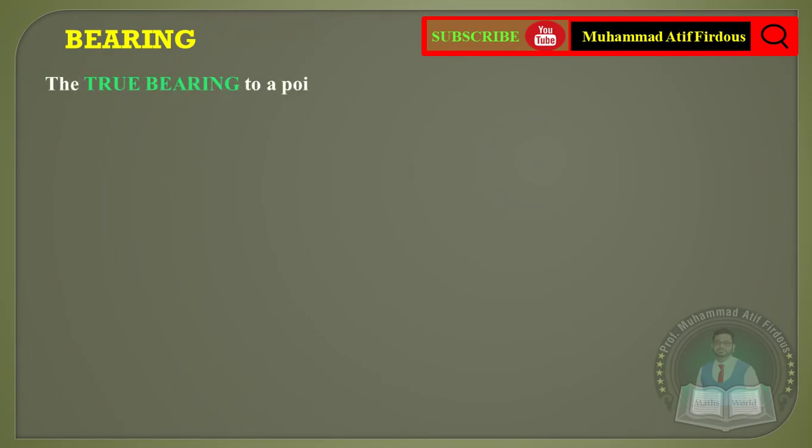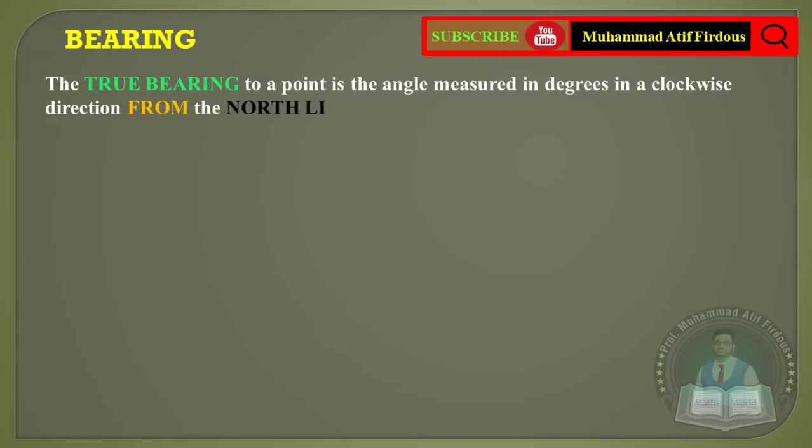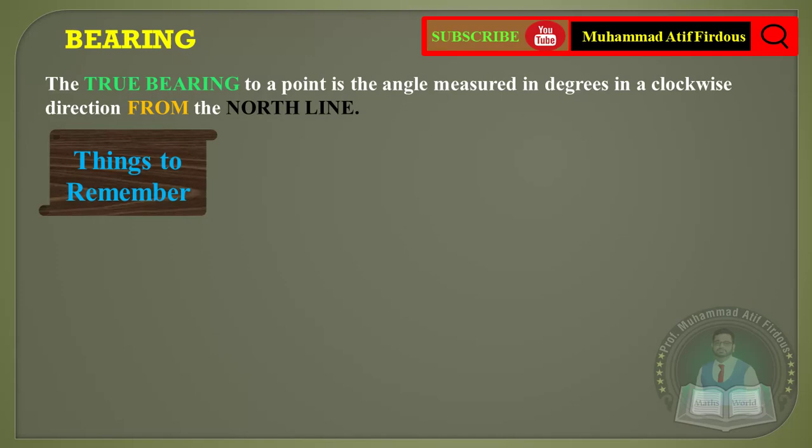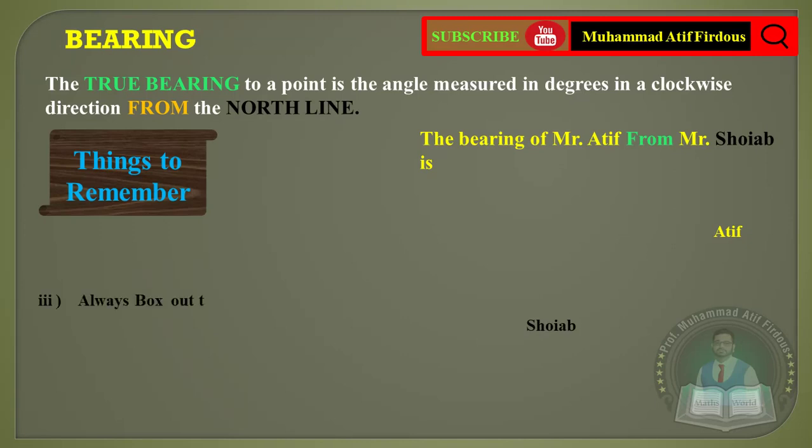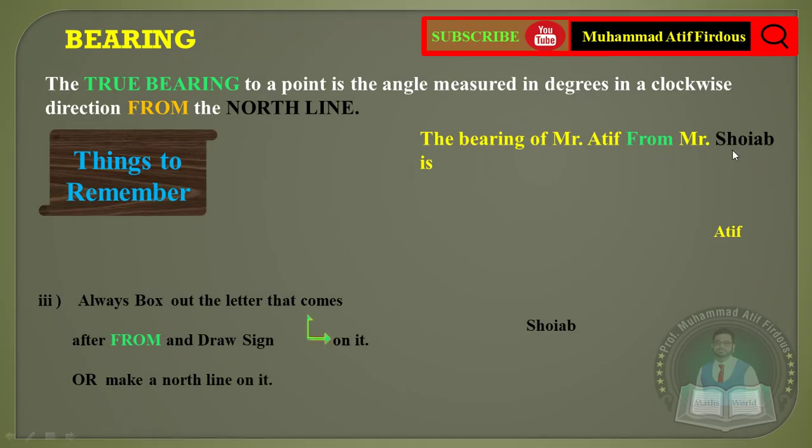Now we already know that the true bearing is a point of the angle measured in degrees in a clockwise direction from the north line. I will explain you with two or three different examples. And we know that we have to start with the bearing of Mr. Atif from Mr. Shoaib. Always box out the letter that comes after "from", Mr. Shoaib, and draw a sign.